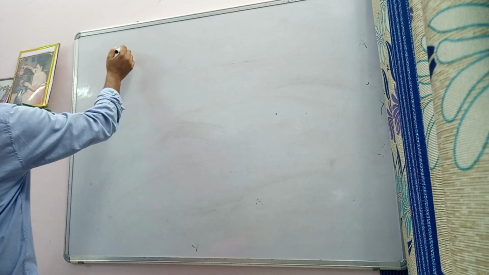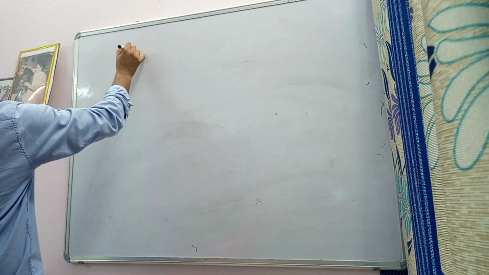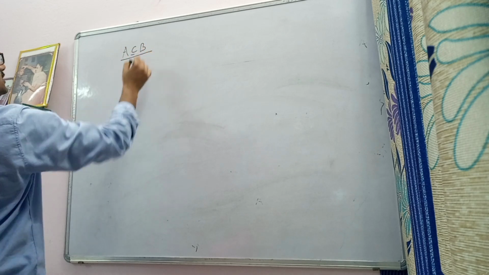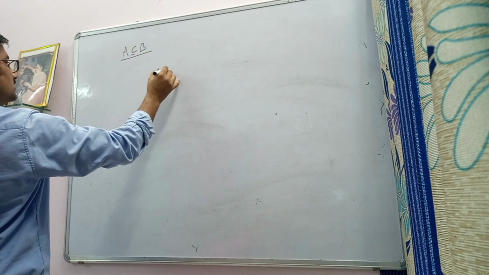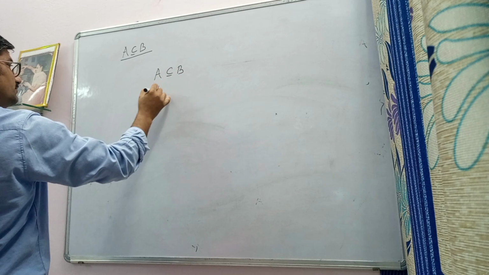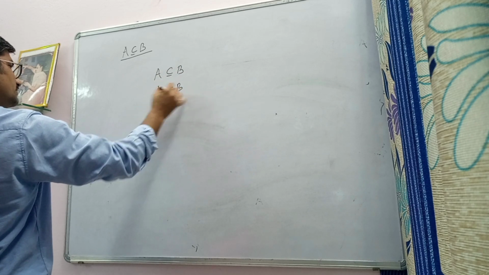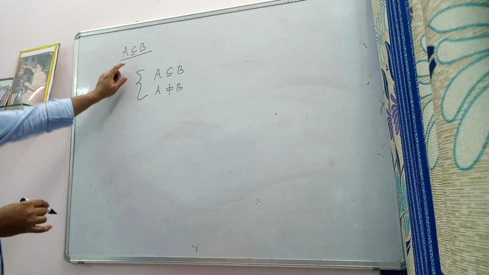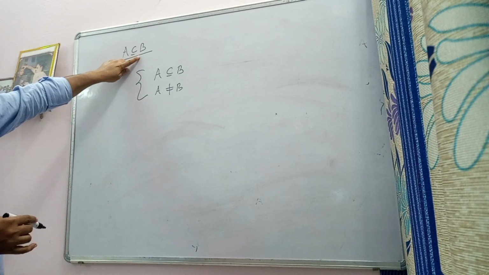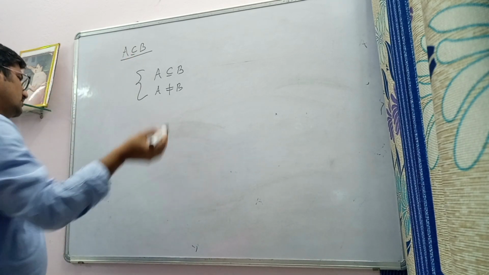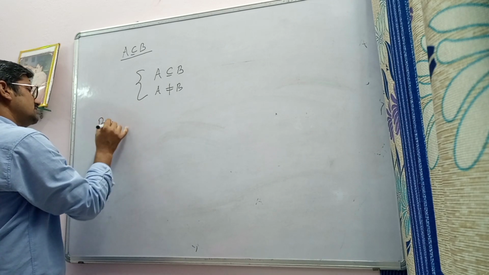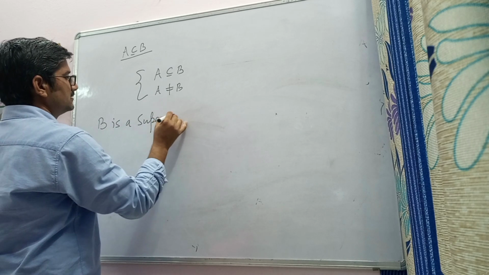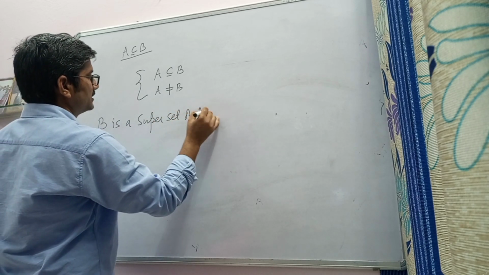So if we are saying that A is a proper subset of B, it means we are saying that A is a subset of B, but A is not equal to B. Combining these two facts, we can say that A is a proper subset of B, or we say that B is a superset of A.